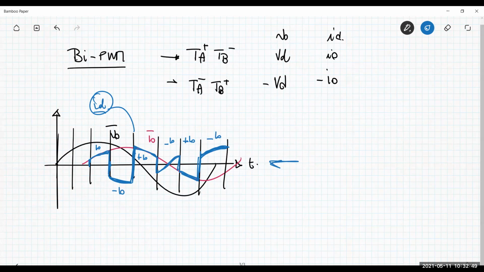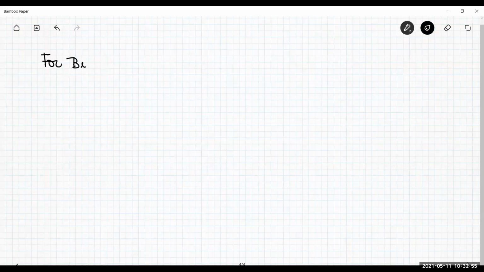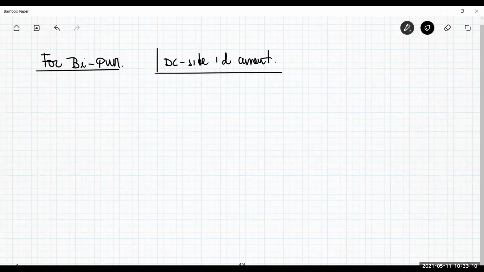And in order to do this, so let me just put here for bipolar pulse width modulator, the DC side ID current. In order to, say, for the sake of simplicity, I want to simplify the analysis a little bit because it can be tedious. But maybe the results that we can obtain by simplifying the discussion are the same that you can have for more complex circuits.